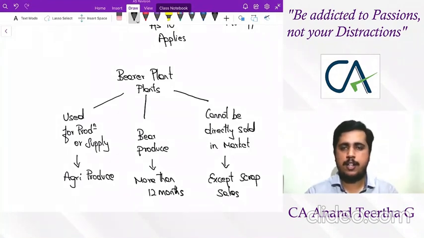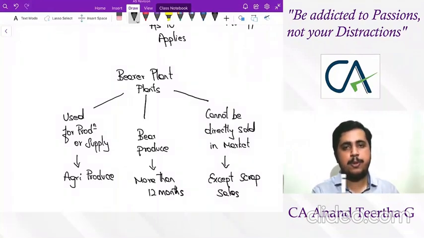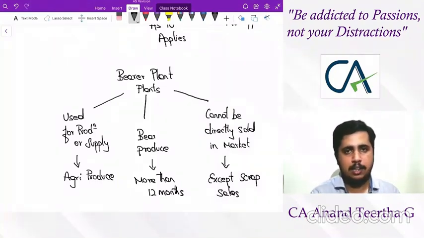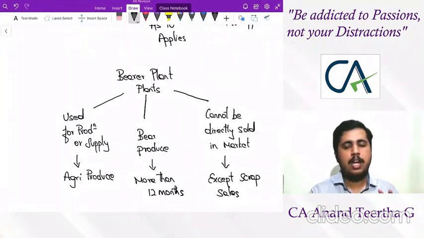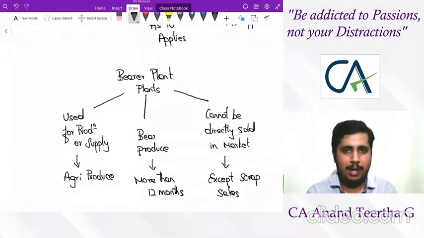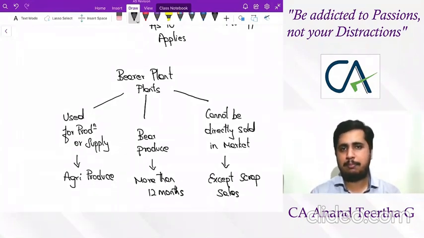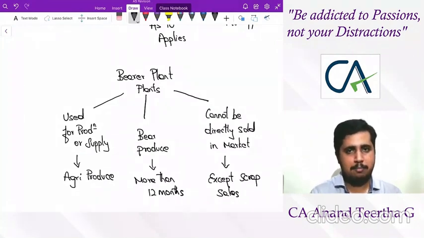Few students get confused with these definitions. So initially I'll just explain the understanding of the definition, and then we will take up an example. First, it is supposed to be a plant which produces agricultural produce, and this plant could be utilized for more than 12 months, and this plant cannot be directly sold in the market except for incidental scrap sales.